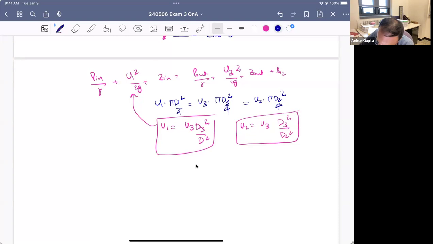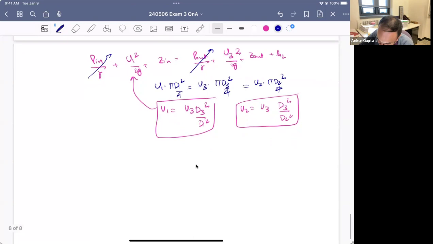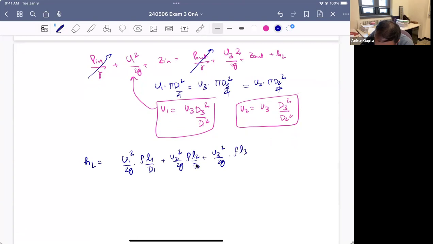So first, I can cancel P in and P out because it has been given to me. They are the same. Then I also need to know HL. So HL is U1 square by 2G into FL1 by D1 plus U2 square by 2G into FL2 by D2. I have to add all of them: U3 square by 2G into FL3 by D3. Another thing to note here is that it's very important to note that there is no minor loss. Ignore the minor losses, so I don't have to worry about any minor loss. I just have the major losses.